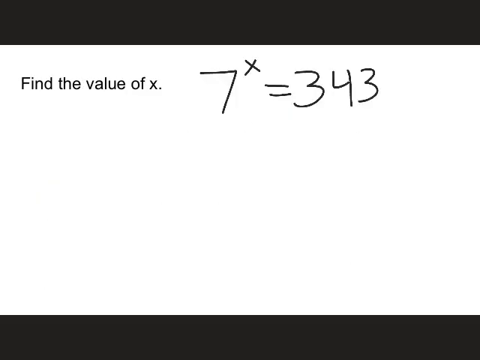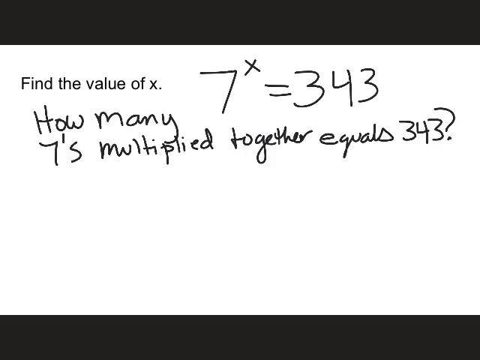Another way this type of problem can look is where you know the base and you're trying to find the exponent. So the question here is, how many 7s multiplied together equals 343? So 7 times 7, we could try that. That just gives us 49. Okay, that's not enough.